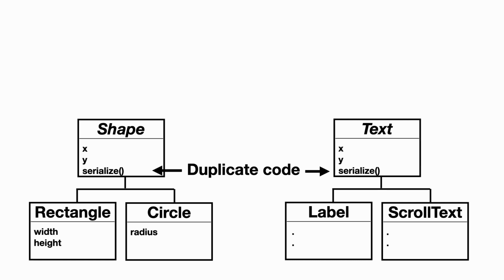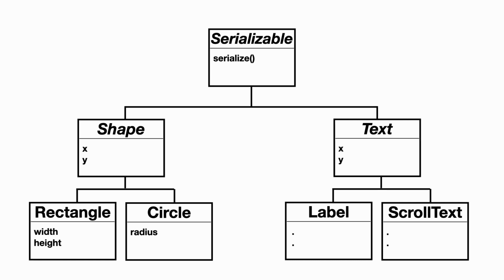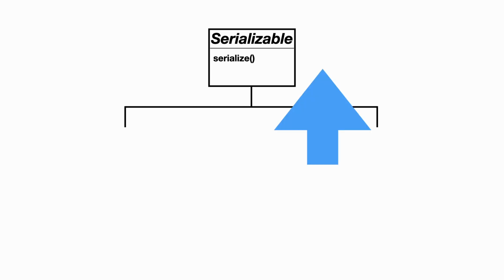What could be a solution? I could use inheritance again. Class shape and class text both inherit from base class serializable. I can do this because in this example I have full control over the system. Each time classes are added, I'm able to move the serializable class up in the hierarchy.